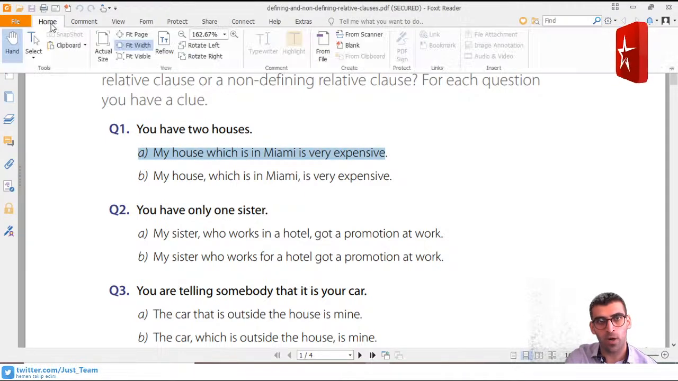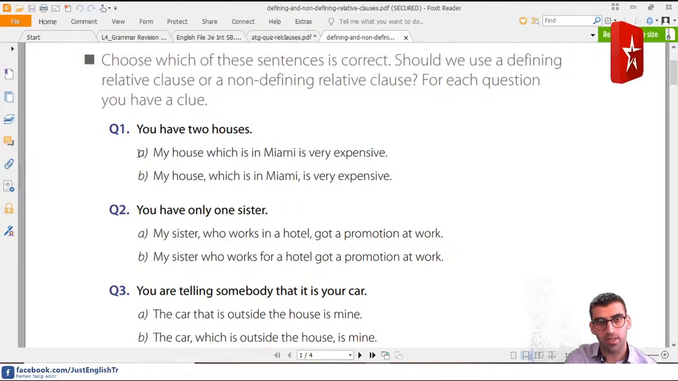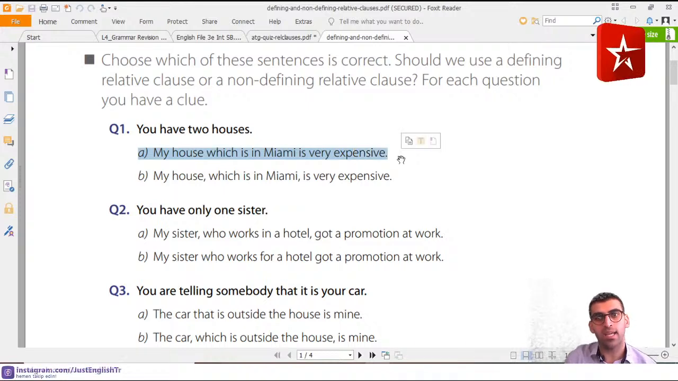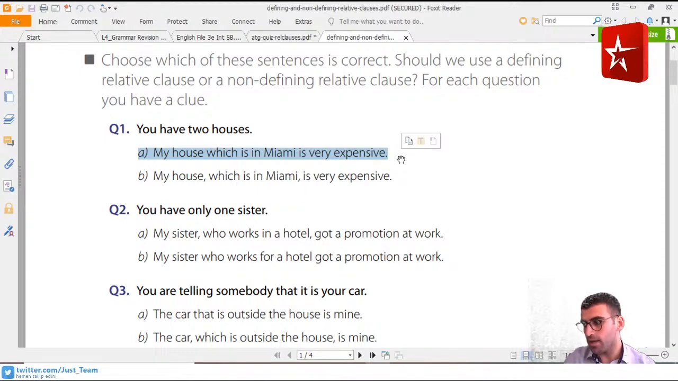You can ask me why. Okay, I couldn't add the highlight, but the correct answer is A, guys. Because it's not a special name. Yes, my house. Maybe I have lots of houses. Which house? Which one is in Miami? So the correct answer is A, because you don't know. Maybe I have 5 houses. Which one am I talking about? You don't have exact information. That's why we have to choose answer A for question number 1.